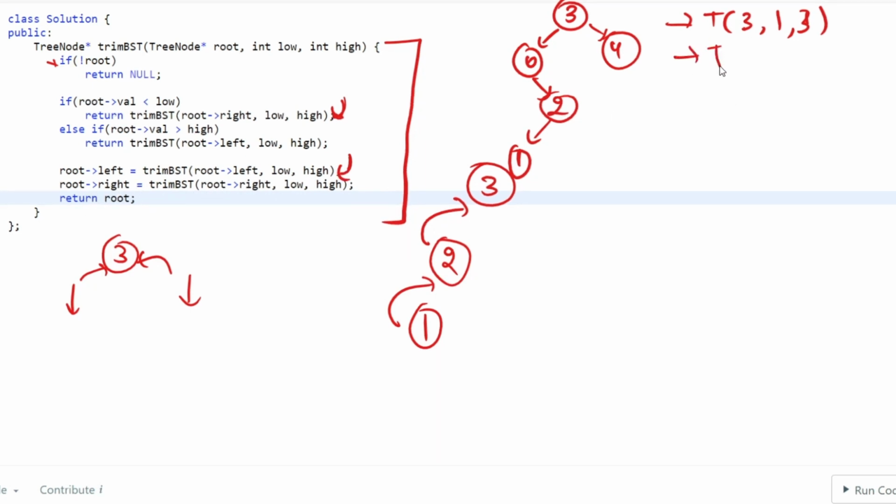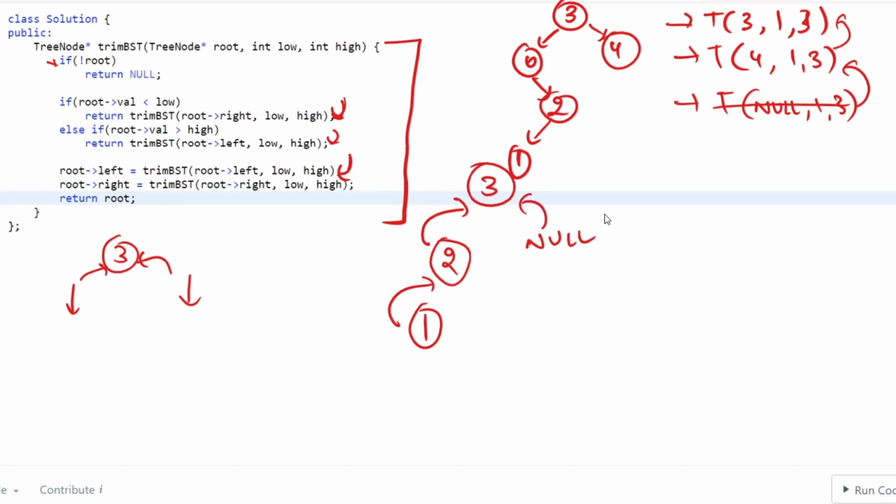That means we are going to call 4 with 1 and 3. So is 4 less than low, 1? No. Is 4 greater than high? Yes. So we are going to call its left. Left is null, so it's going to return null, and null is returned to 3. So our answer would be 3 with left 2 and 1, and here is null. So this is our answer.